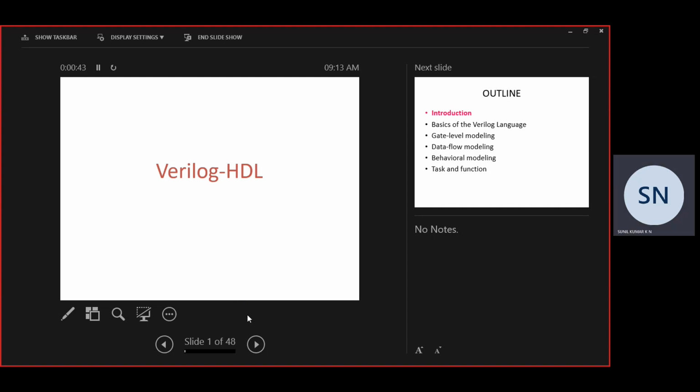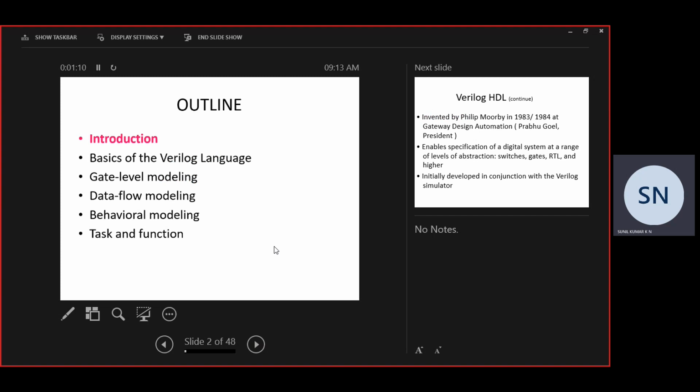So, Verilog HDL we are going to start, and the textbook prescribed for your syllabus is Verilog HDL: A Guide to Digital Design and Synthesis, by Samir Palnitkar. So that is the textbook, and it is available for you. All 5 modules will be covered with that textbook itself. In this we are going to study starting from module 1.